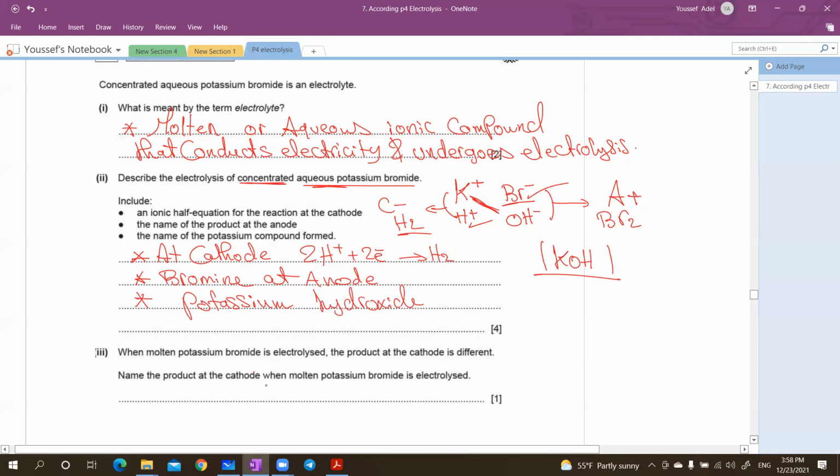If it is molten, name the product at the cathode. So we have two types of ions only, K plus and Br minus. The one that will be attracted to the cathode, the negative electrode, is the potassium positive ions, forming potassium deposits.